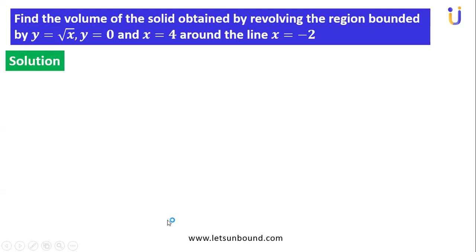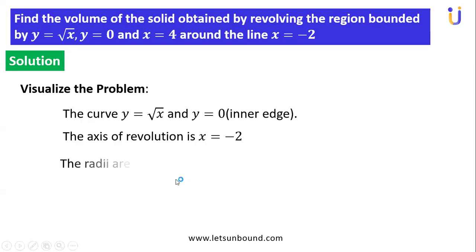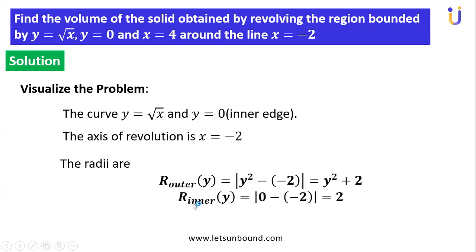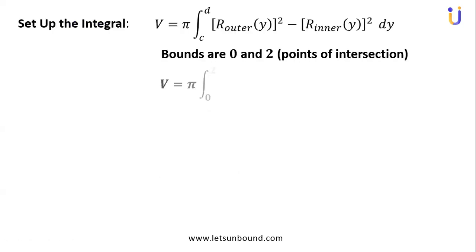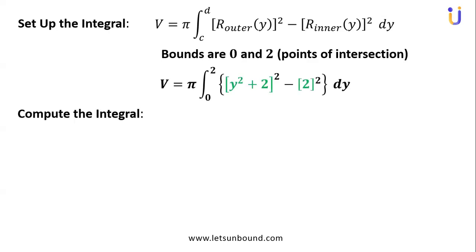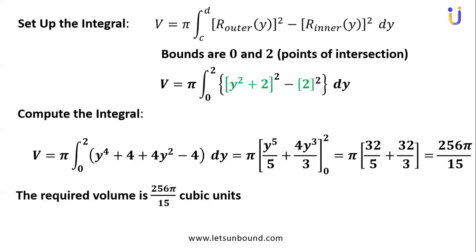Again, a similar kind of problem. This time around the line x equals minus 2, washer method. So the curve is this, and the axis of revolution. Find the outer radius and inner radius in terms of y, because it's a vertical axis of revolution, right? Set up the integral, find the bounds, compute the integral. That's it. You will get it.